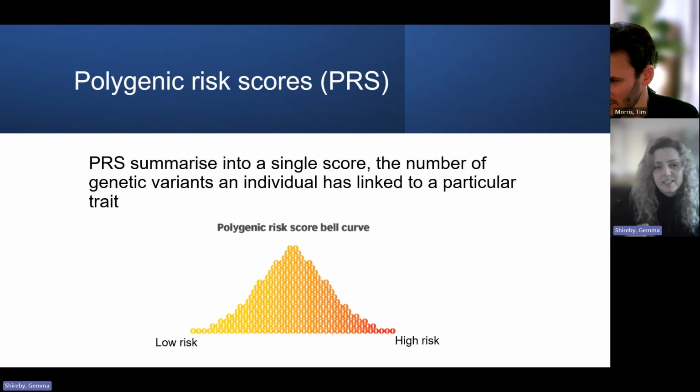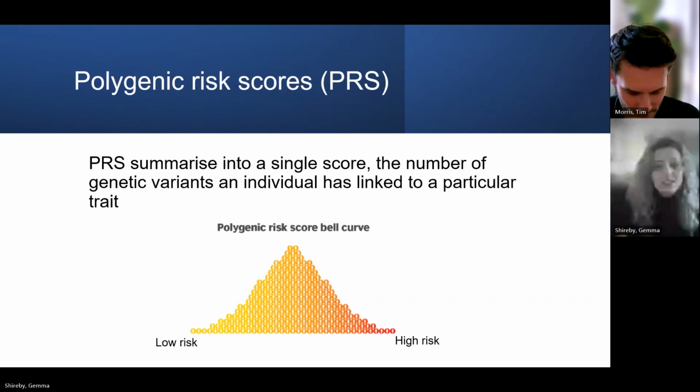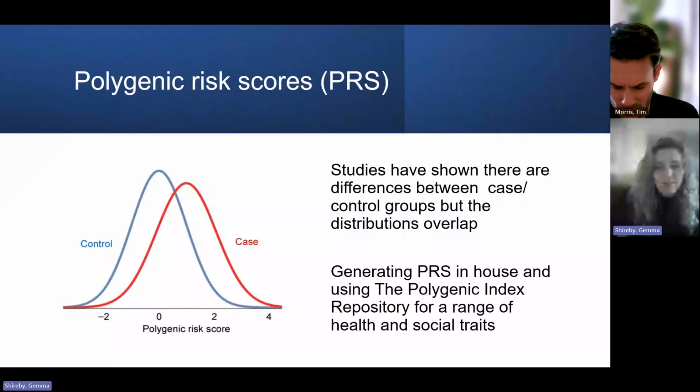As you can see, it falls into this normal shape, and the majority of people fit into the middle of this. There are differences between case control groups and PRS, and this has been shown over and over again, although as you can see, the distributions overlap. We're generating PRS in-house using a couple of different methods, and as well as that, we're using the polygenic index repository. We're going to be generating PRS for a range of different health and social traits.